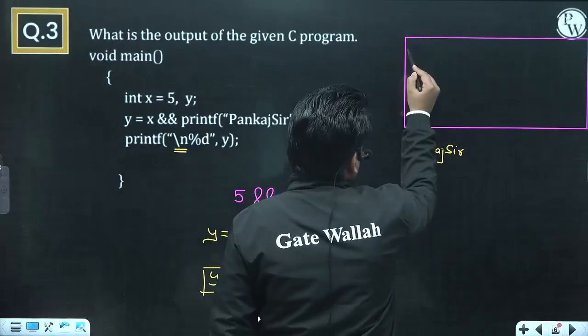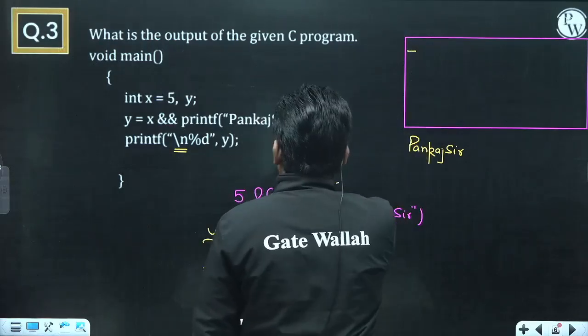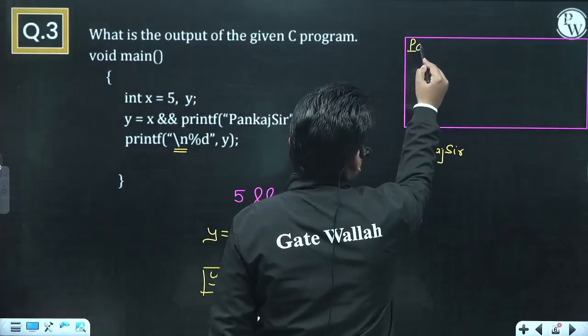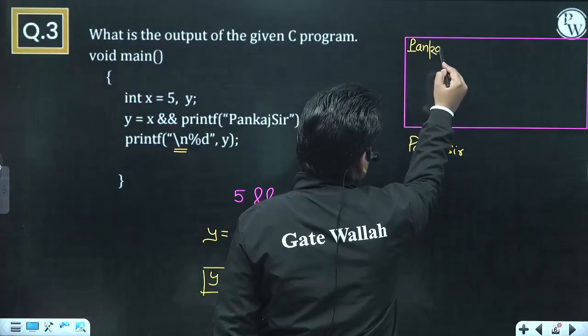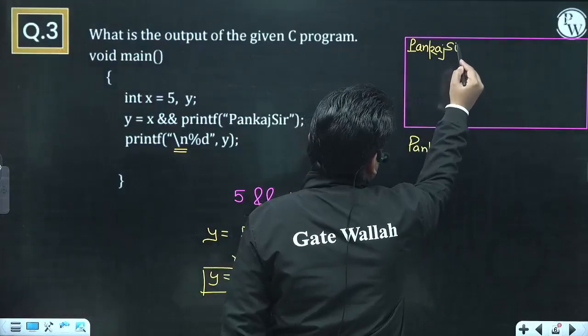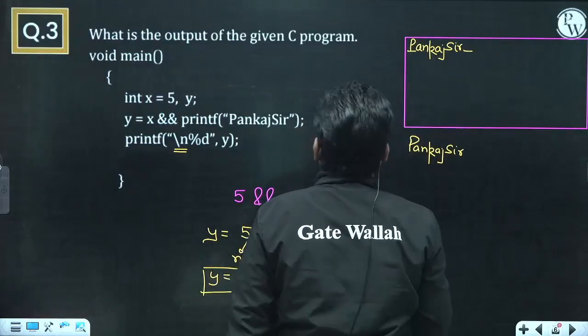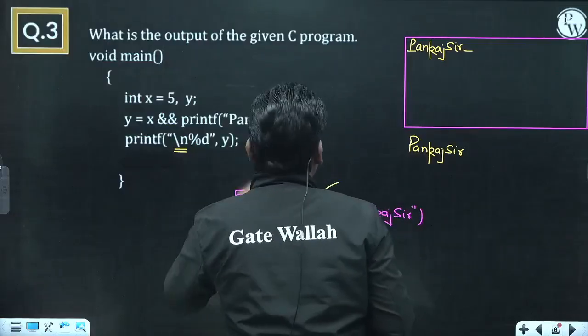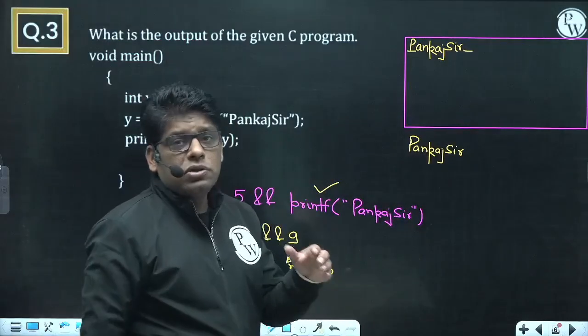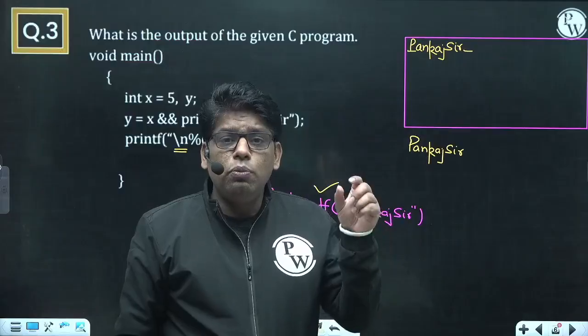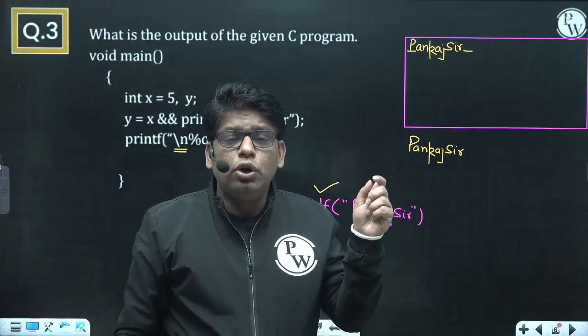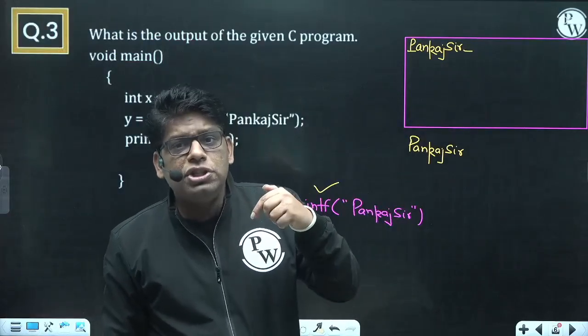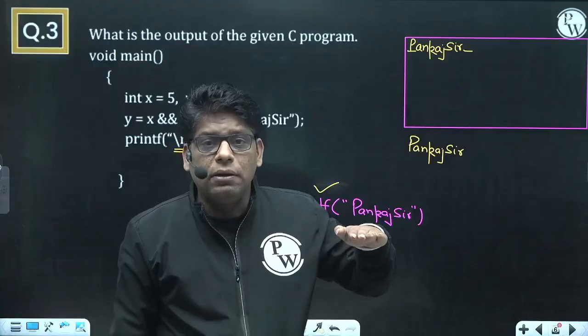Initially, the cursor is over here. Because of this printf, it will print PANKAJSIR and the cursor is over here. What is the purpose of this \n? This \n causes the cursor to move from the current position to the first position in the next line.